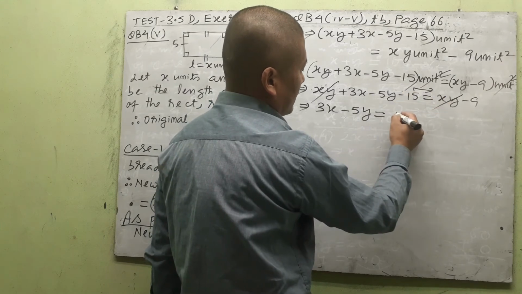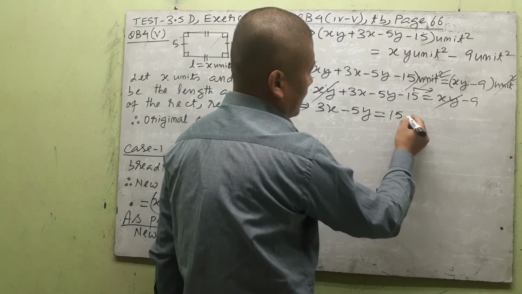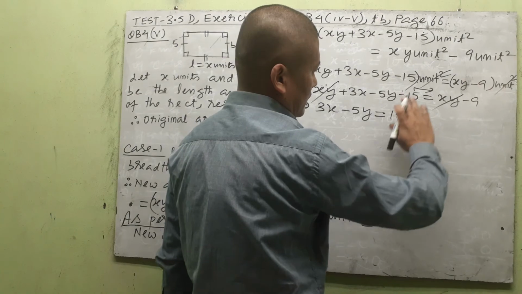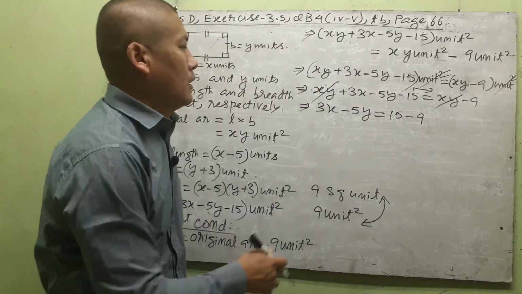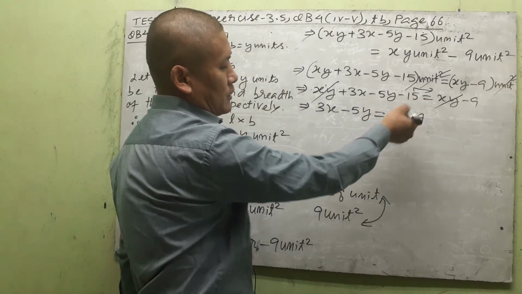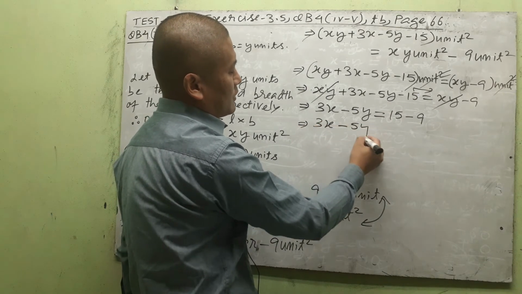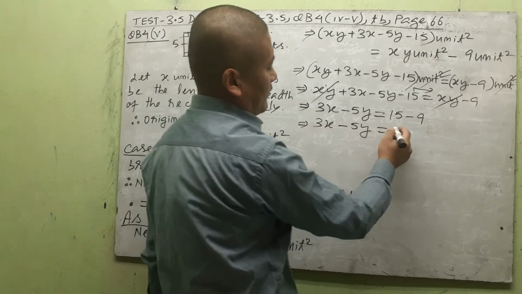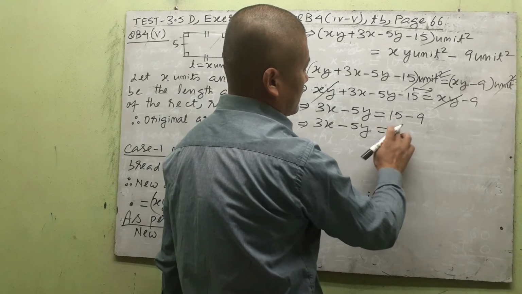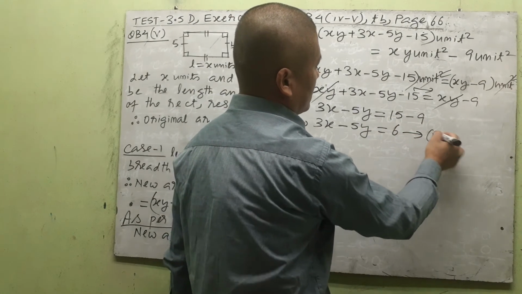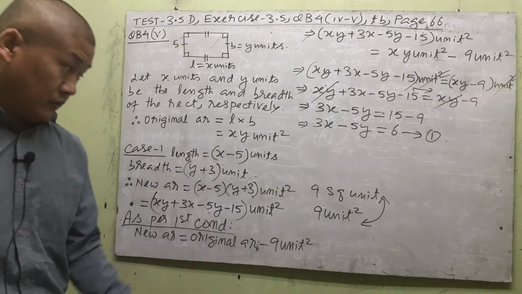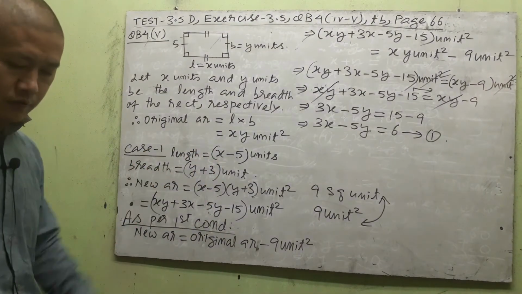Minus 15 to the right is plus 15, and this minus 9 no change because it's still on the same side. Minus 15 from left to right, so plus 15. So our linear equation has reduced to the simpler format of 3x minus 5y equal to 15 minus 9 is 6. So let us call this equation 1. Okay, now let us start case 2.